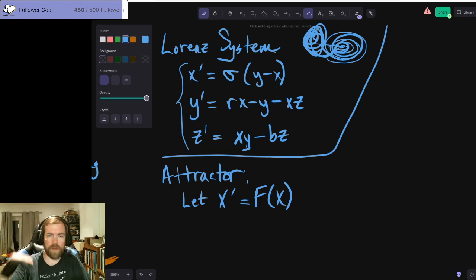And then in y prime, we take r times x and negative 1 times y, and we subtract x times z. Right, and then we do the same thing with z prime for the following stuff. So our function is going to operate on our x vector, which in this case is x, y, z. I know that might be a little weird or confusing, but it's fine.